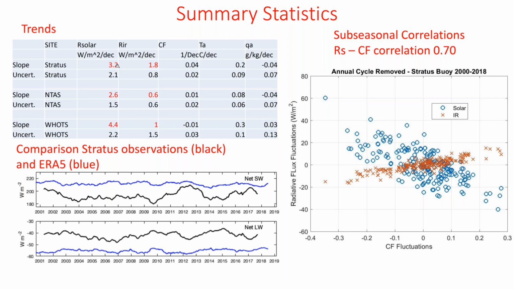And in these tables, I've just shown you the change per decade of the solar and IR flux at these three sites. In these cases, the solar flux and the IR flux are both increasing. They're at the edge of statistical validity.